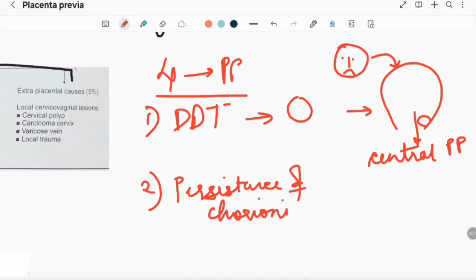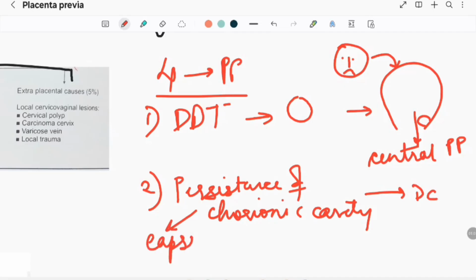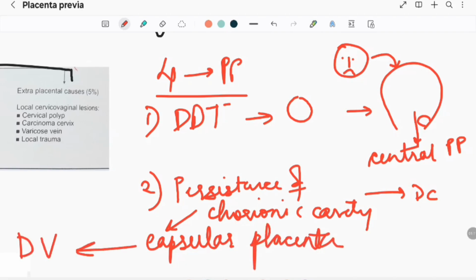chorionic cavity in the decidua capsularis and its subsequent development into the capsular placenta, and it comes in contact with the decidua vera and leads to formation of placenta previa.